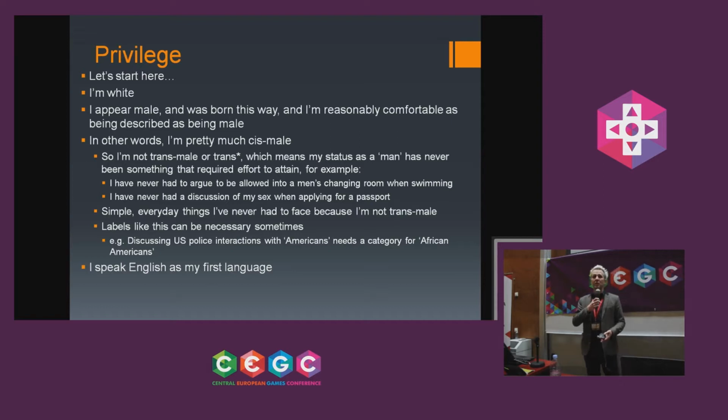I'm a British guy who teaches in the Netherlands, giving this talk in Austria, and I've used the same language in every one of those places. That's a big advantage for me, especially in the games industry, where this is very, very dominated by the English language. I'm tall for a British guy.